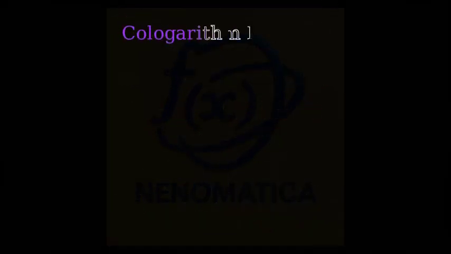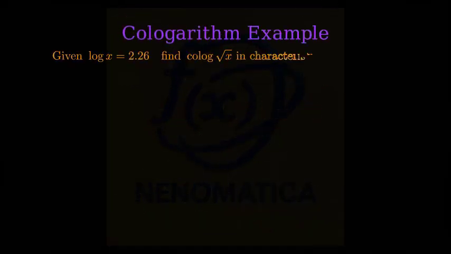In this example, we will compute the cologarithm of the square root of x, given that log of x equals 2.26. We will also express the final answer using characteristic and mantissa with a bar over the characteristic. Step 1. By definition, the cologarithm of any positive number a is the negative of the common logarithm of a. So colog of square root of x equals negative log of square root of x.